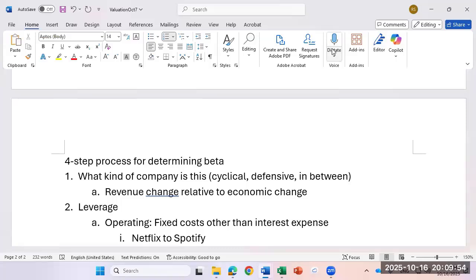We could go test it, right? You could do my rolling beta chart for those two firms and see if Spotify does have the lower beta because of the higher variable costs. But that's one example. So what are fixed costs?